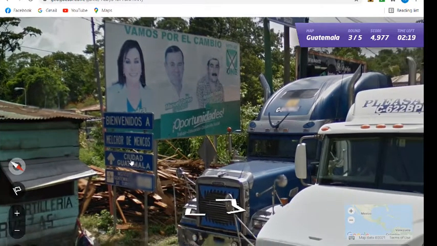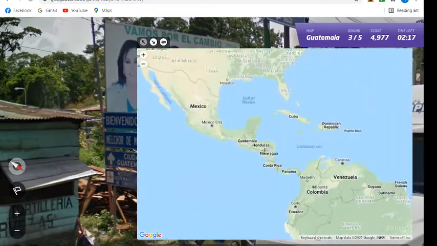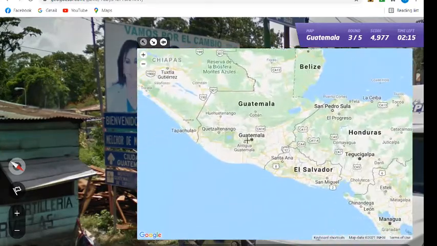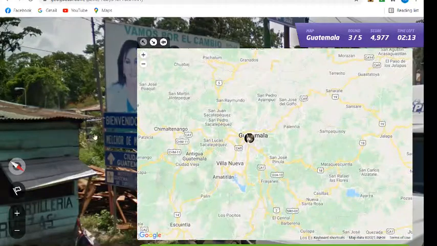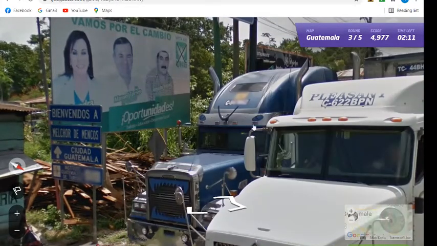We have Ciudad Guatemala that way, which suggests that we are near but not in Guatemala City. Is there a Melchor de Mencos?